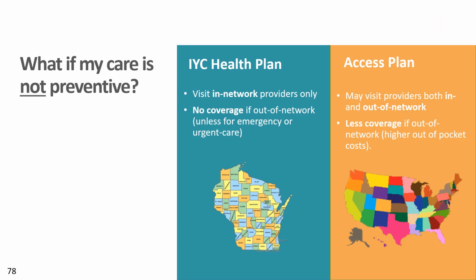So to revisit, we have the health plan in blue on the screen, which if you've elected it, you've chosen a small network of doctors to be your doctors for the year, and you visit only those providers. Or you may have elected the more expensive access plan with its option for nationwide in-network providers. And in fact, it even allows you to go outside of the network completely, although it pays less for those services.